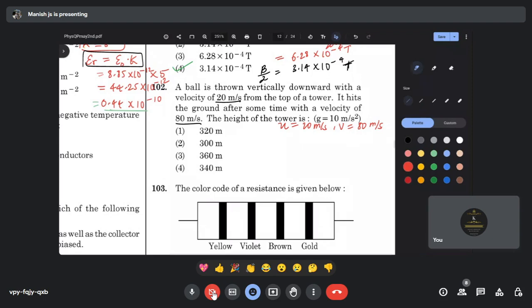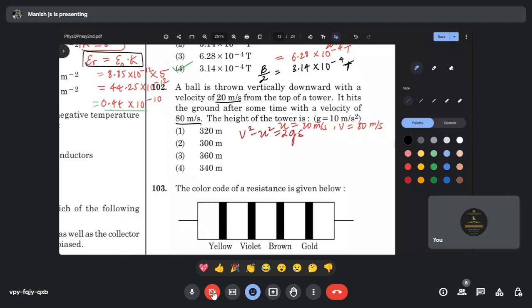Easy. What kinematic equation would I use in this case? Namakitta U irukku, V irukku. S is equal to UT. S is equal to UT plus half AT square. But namak time specify panliye. You have to use the equation that is independent of time. There is one equation that is independent of time. You know that V square minus U square is equal to 2AS. Instead of A, I'll put 2G into S, where S is nothing but the height or the displacement.